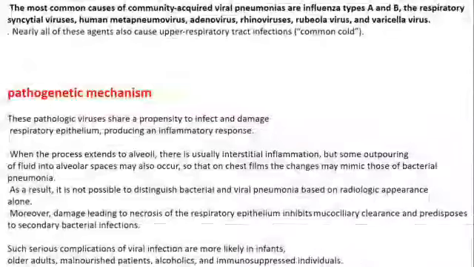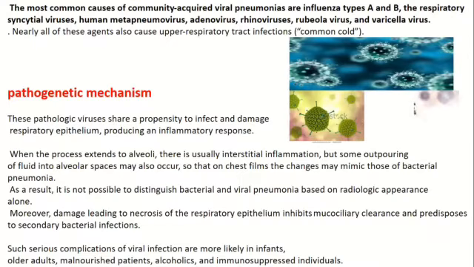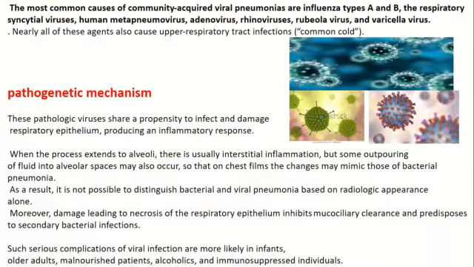The most common causes of community-acquired viral pneumonias are influenza types A and B, the respiratory syncytial viruses, human metapneumovirus, adenovirus, rhinoviruses, rubella virus, and varicella virus. Nearly all of these agents also cause upper respiratory tract infection, the common cold.